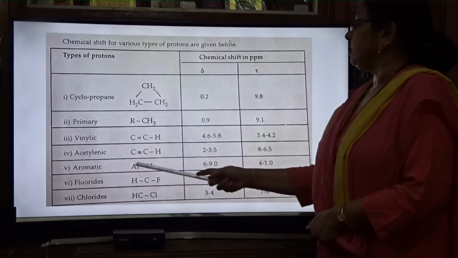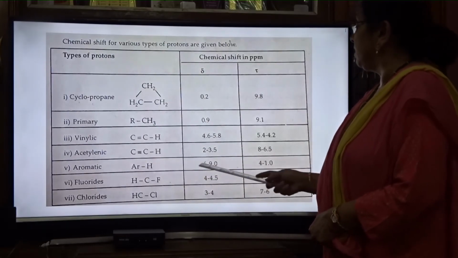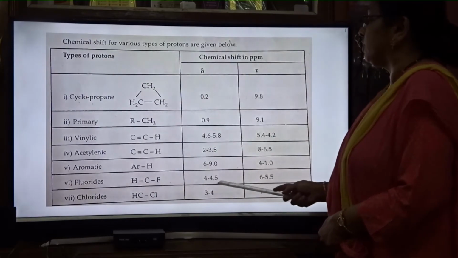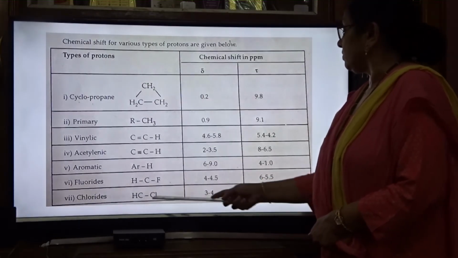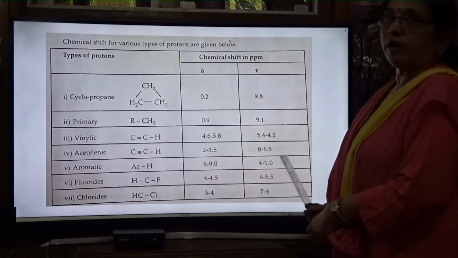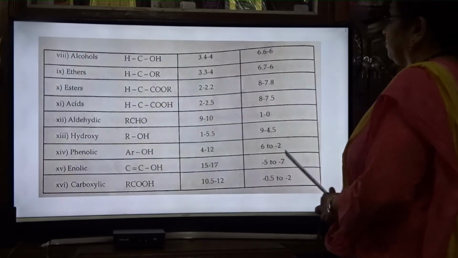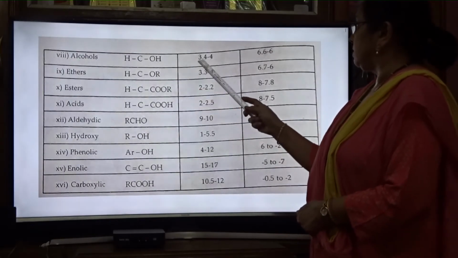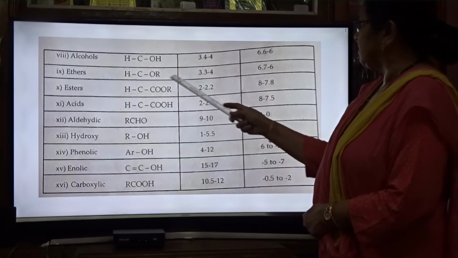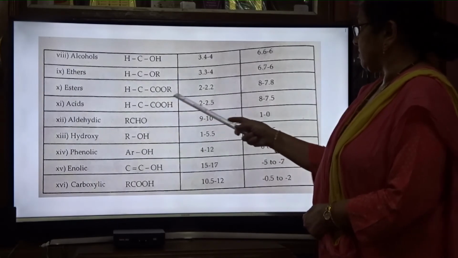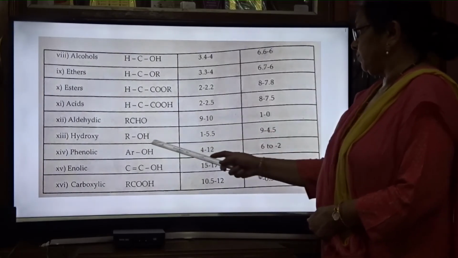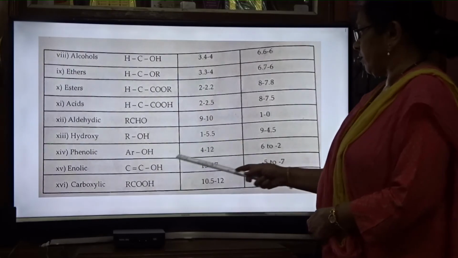Acetylenic is 2 to 3.5; if the aromatic benzene ring hydrogen is there, then 6 to 9.0; if fluorides are there, this proton is 4 to 4.5; if chlorides are attached, then 3 to 4. If you subtract these values from 10, you get tau values. So these are the examples in tabular form. If alcohols are there, then 3.4 to 4; if ether, 3.3 to 4; if ester, 2 to 2.5; if carboxylic, 2 to 2.5; if aldehyde, 9 to 10; if alcohol OH, then 1 to 5.5.